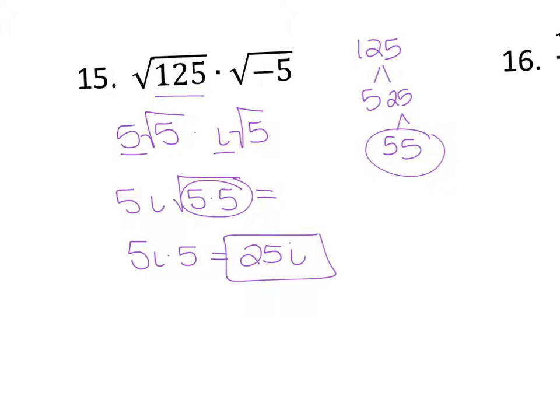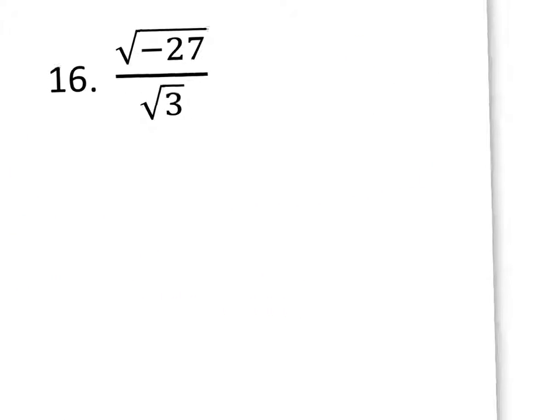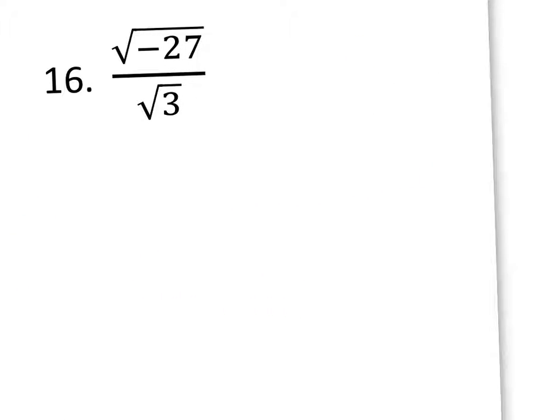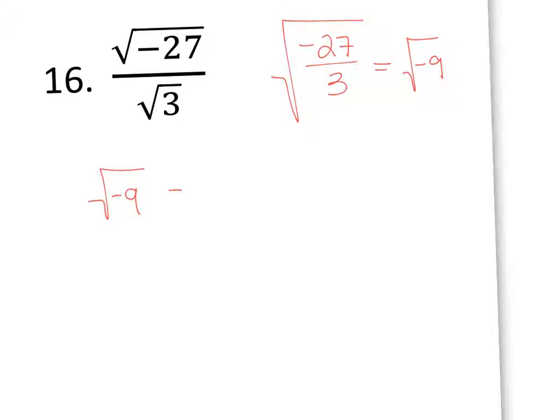All right, well, what about number 16? Number 16, as I said before, we can completely combine everything under one big radical, which is negative 27 divided by 3. That actually reduces to, I don't know, negative 9? So square root of negative 9 equals i square root of 9. Well, square root of 9 is a perfect square, right? Factors of 9 are 3 and 3. So it ends up being 3i.